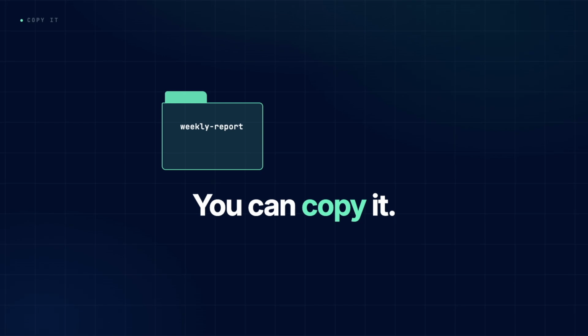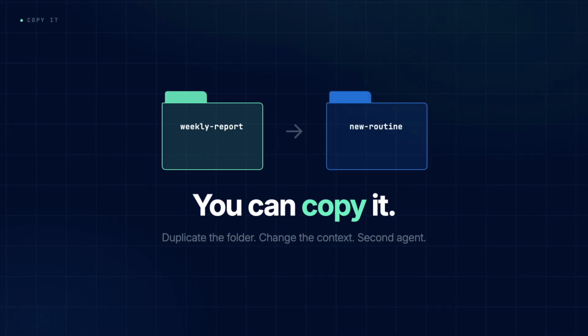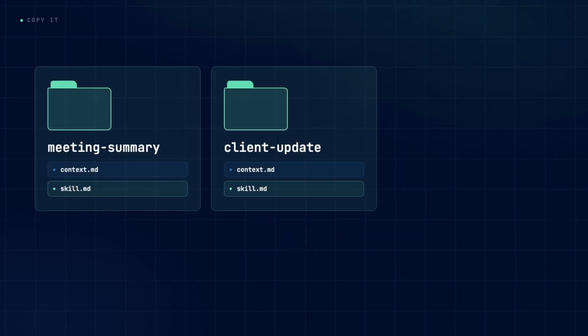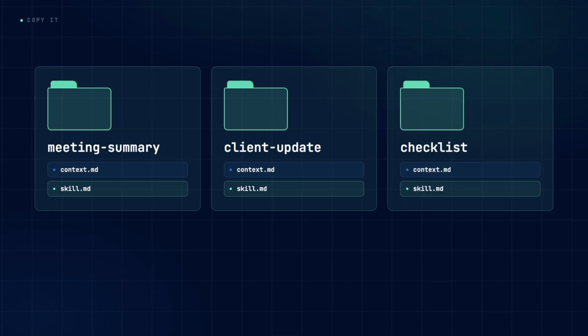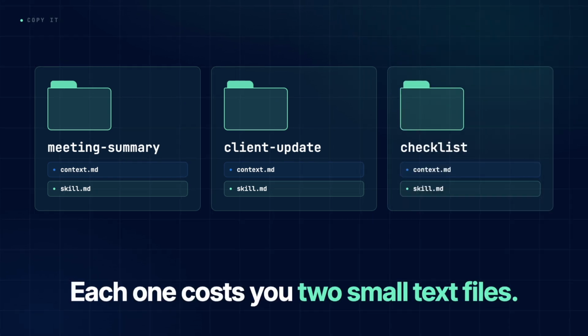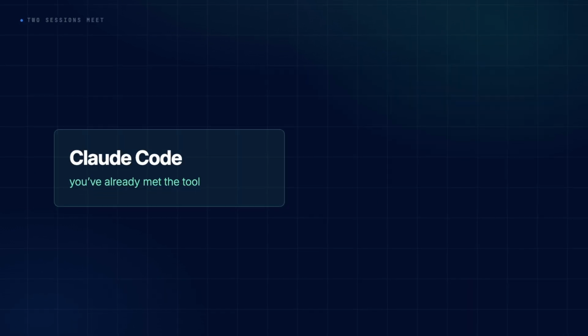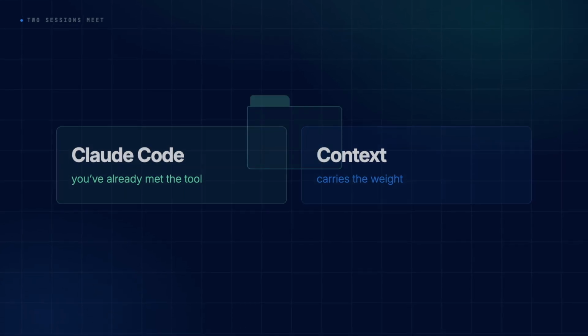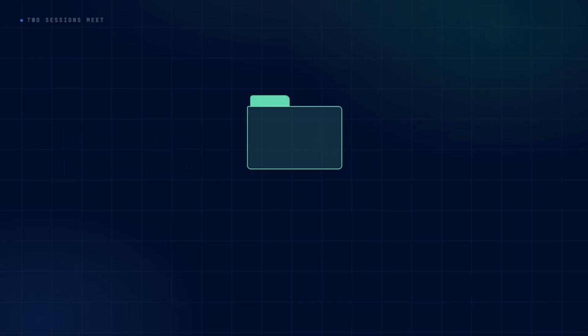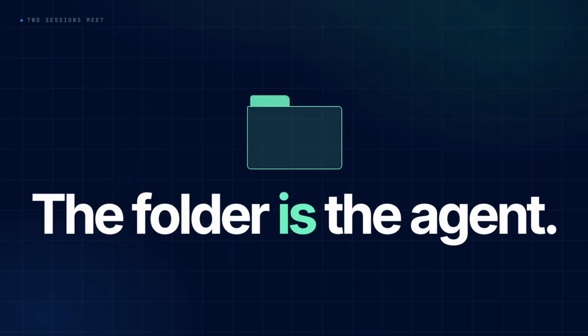When the agent's a folder, you can copy it, duplicate the folder, change the context, and you have a second agent for a different routine. A meeting summary agent, client update agent, a Monday checklist agent, and each one costs you 2 small text files. If you did the Claude Code sessions, you've already met the tool. If you did the context session, you already know why context carries the weight. This is where these 2 ideas meet. The folder is the agent.